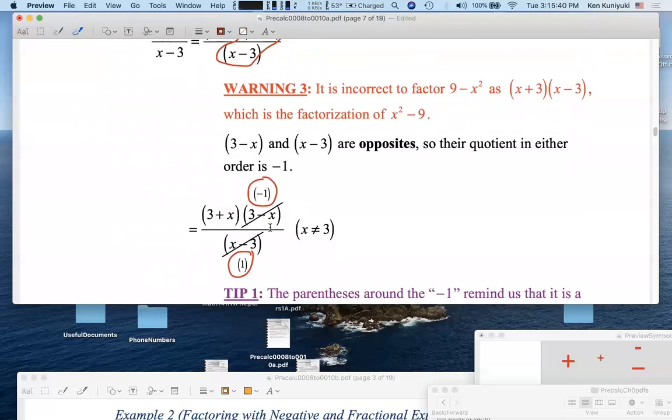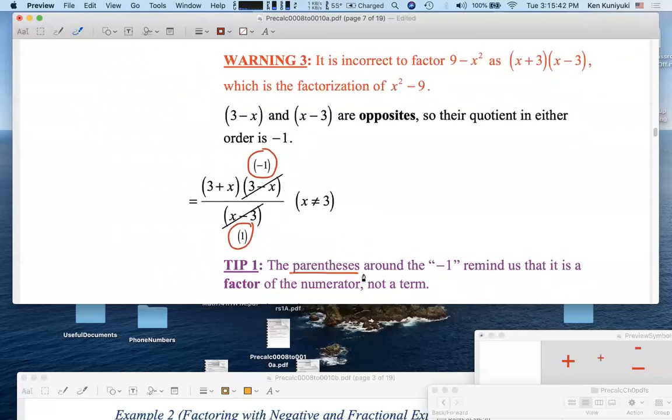A couple of comments. First of all, it's good to put parentheses around the -1 because it reminds us that the -1 is a factor of the numerator and not a term. Because if you don't put parentheses here, some students might mistake the top as the quantity 3 plus x all minus 1. Students might make the mistake of thinking that the -1 is an extra term on the top, and you want to avoid that. So the parentheses help you avoid making that mistake.